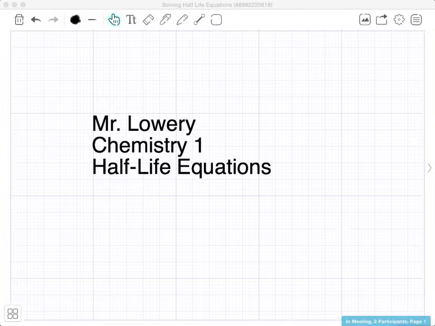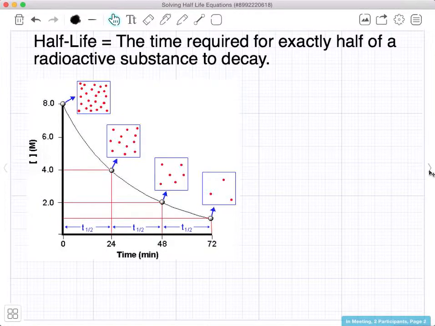Alright, we're working through the nuclear chemistry unit, and half-life is kind of our next challenge that we're facing off against. A half-life is a measurement of time, and it's a way that we quantify radioactive decay. So we're talking about the time required for exactly half of a radioactive substance to decay.